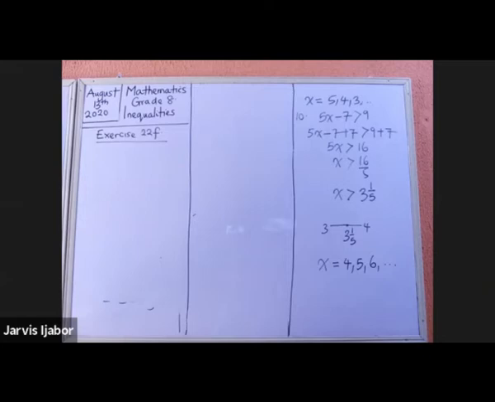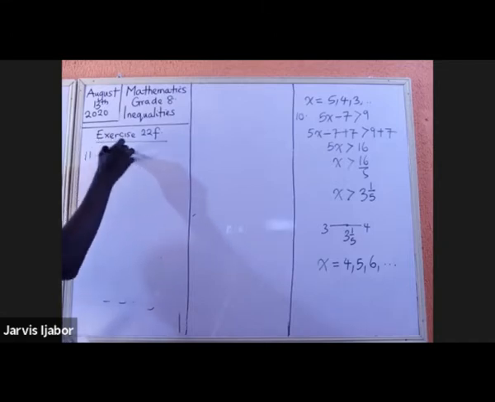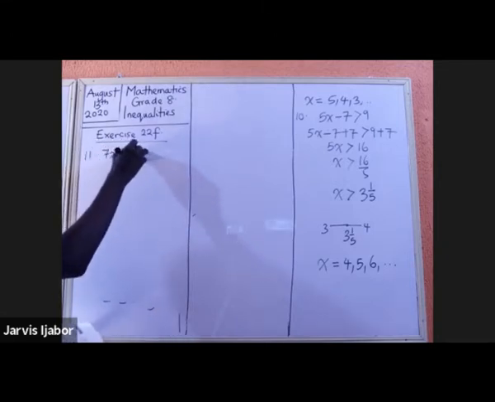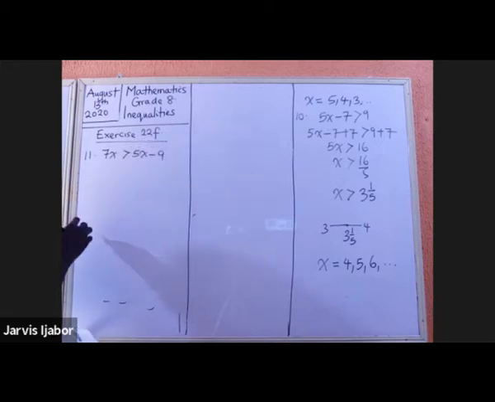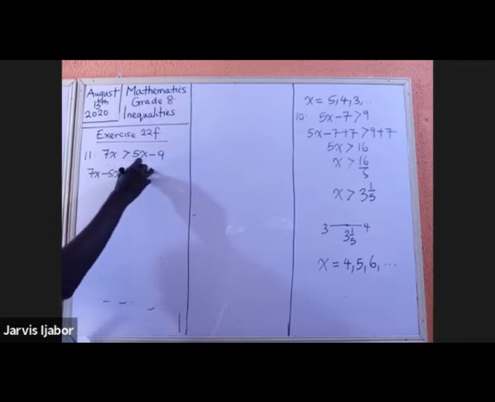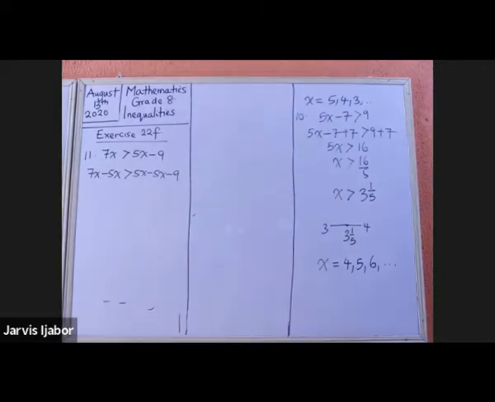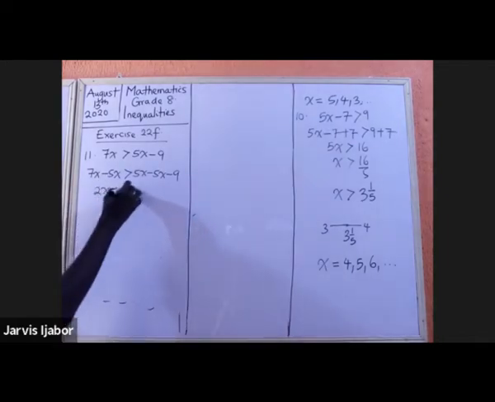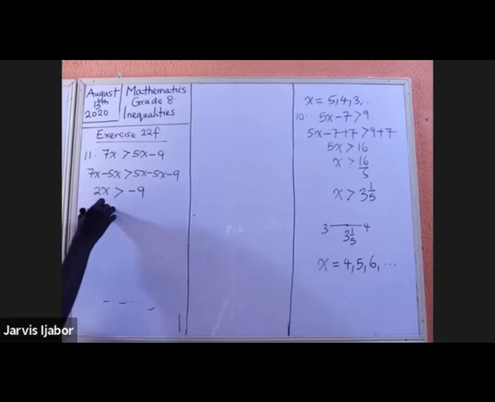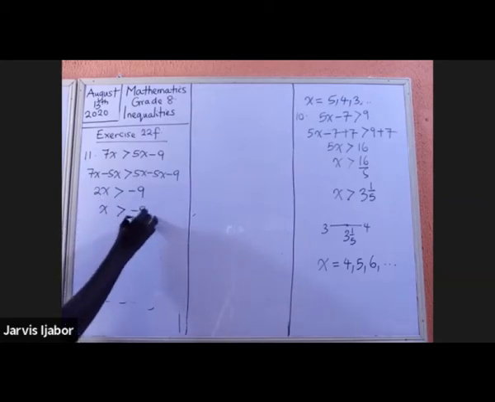Question 11. In question 11, you have 7x greater than 5x minus 9. So that will be 7x minus 5x greater than 5x minus 5x minus 9. So what would this give you? 2x greater than what? Negative 9. Meaning that x will be greater than negative 9 over 2.